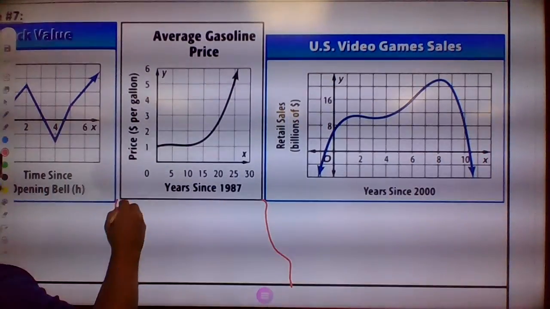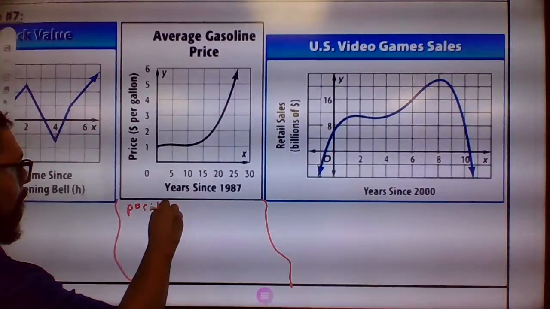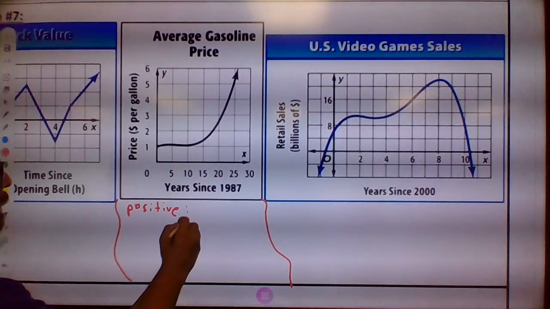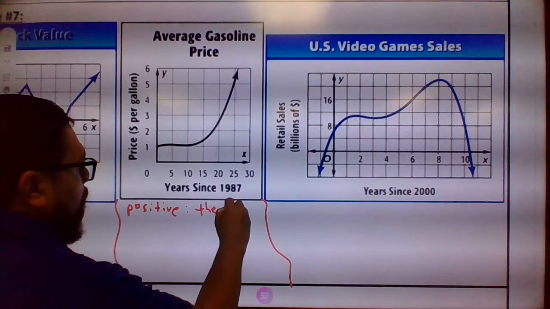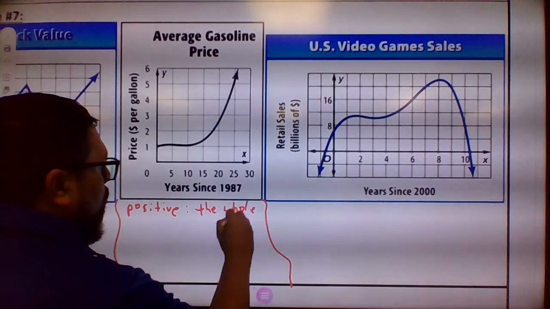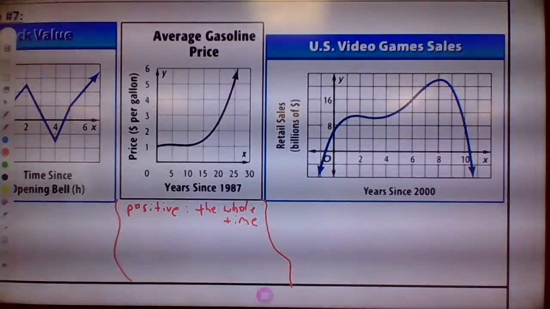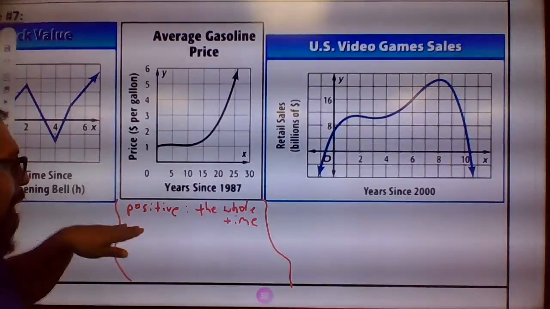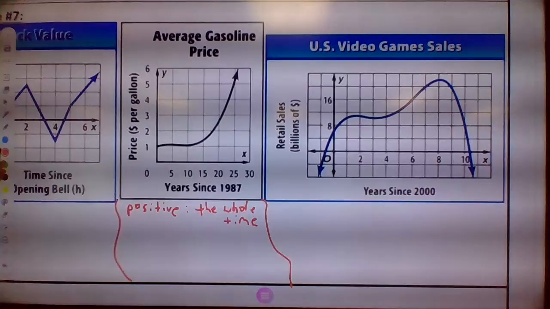So this function is positive. It's positive the whole time. Okay? Now, so it's never negative. So we don't have to put anything else on the negative. Okay? Now, let's see about increasing or decreasing.